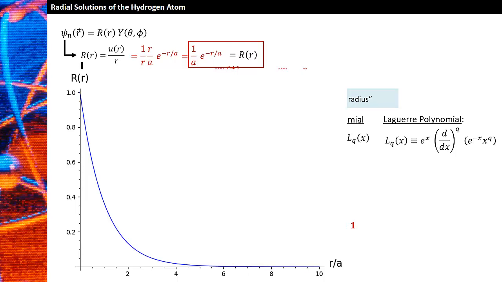Okay, so I hope this was a helpful example on seeing how to use those Laguerre polynomials, how to calculate with them, and how to get that radial solution of the hydrogen atom.